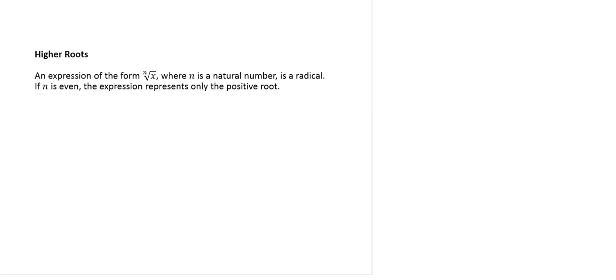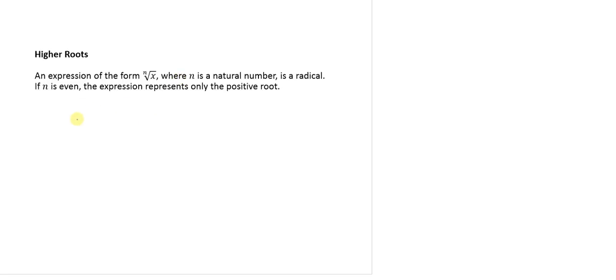Now we're going to go on and talk a little bit about higher roots, which are just roots above the cube root. So 4th root, 5th root, 6th root, moving up and up. An expression of the form the nth root of x, where n is a natural number, is a radical. And if n is even, the expression represents only the positive roots. So let's look at an example here.